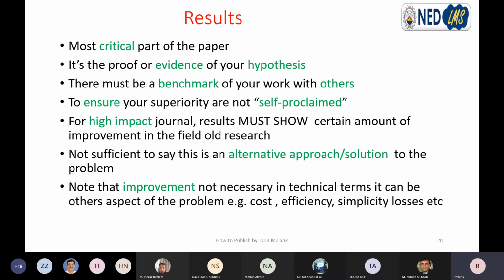So remember that it is also an art to present your results, right? You need to know how to express your results, how to express your findings, how to express them in a technical way, right? So you need to have an example, such as efficiency, simplicity, losses. In journals, you need to mention how much you increase, how much you decrease, how much you enhance, right?